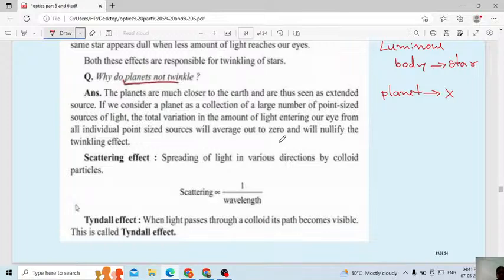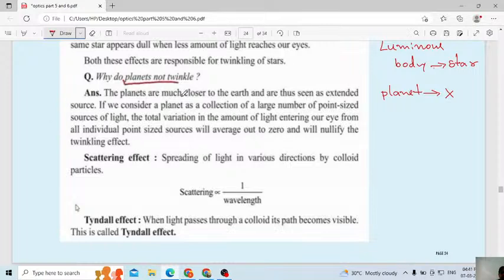Whatever rays are produced from the stars will take time reaching the earth. Therefore, it will appear like the star is twinkling. But that is not the proper reason; they are given in some website. I took this answer.